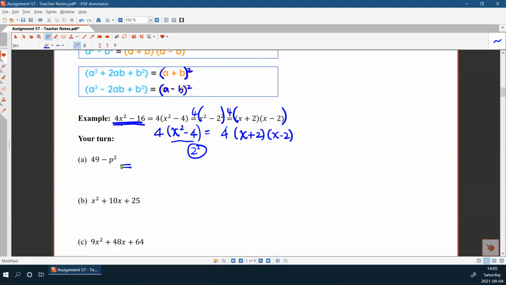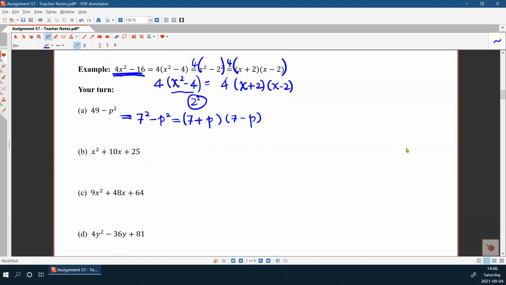Okay, let's see the practice. First one, this is actually 7 squared subtracted by p squared, right? So a squared minus b squared is 7 plus p times 7 minus p. Okay, next one.